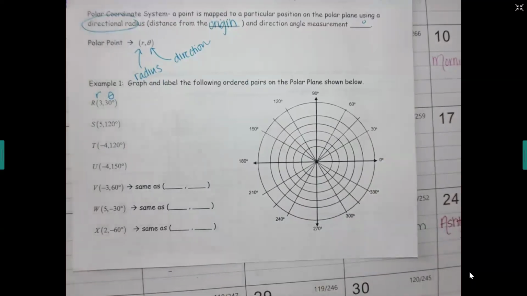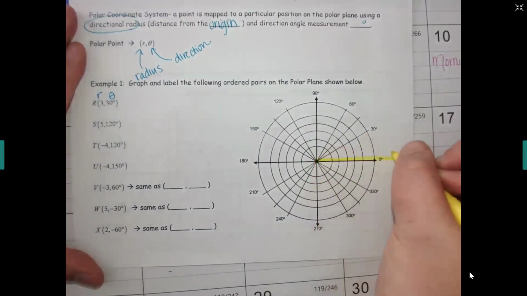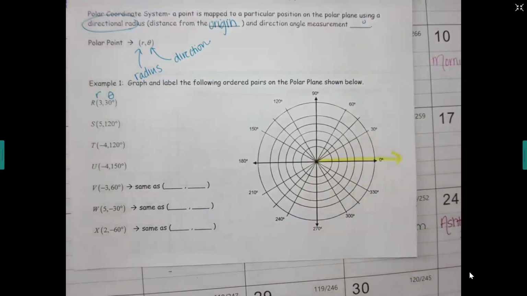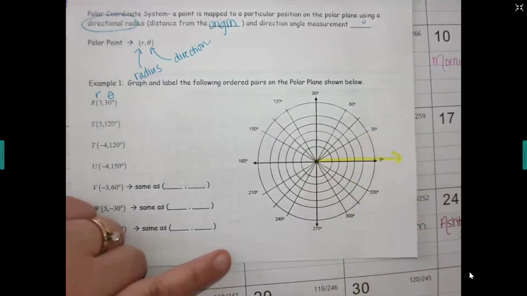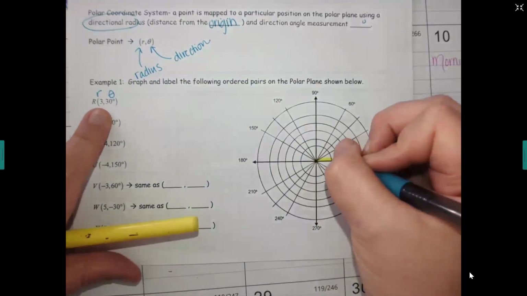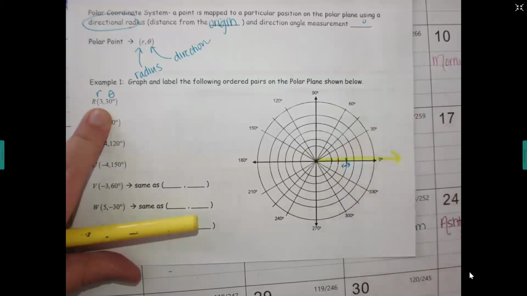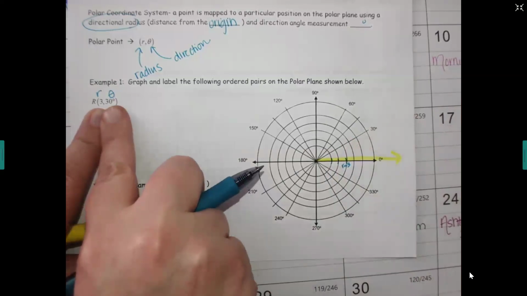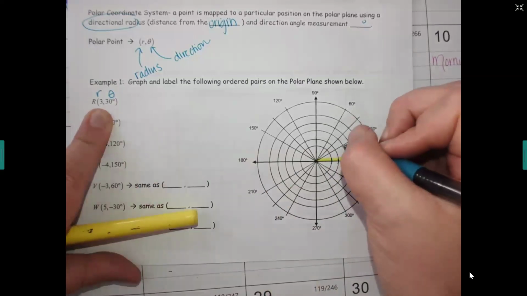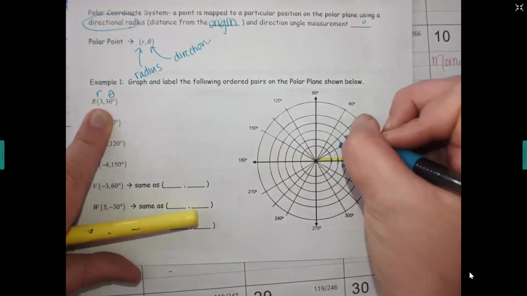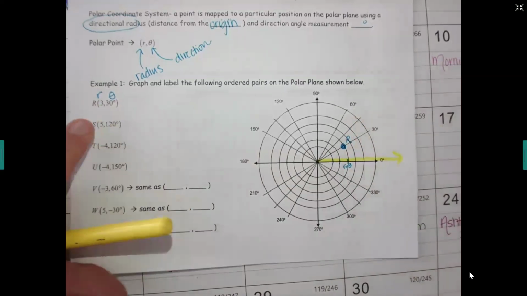Okay, if I'm doing 3, 30, remember I always start here. This is the place we always rotate from. I'm going to count out to the third ring. So that'd be 1, 2, 3. This is R3. And then I'm going to rotate to where 30 degrees is, and I'm going to place my dot. So that would be point R.